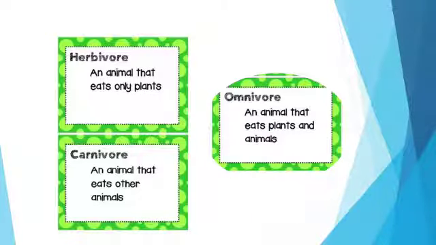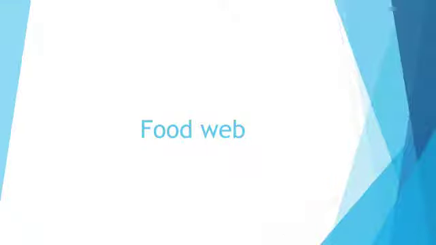Also, we should review the following key terms. Herbivore, an animal that eats only plants. Carnivore, an animal that eats other animals. Omnivore, an animal that eats plants and animals. Today we're going to speak about food webs.